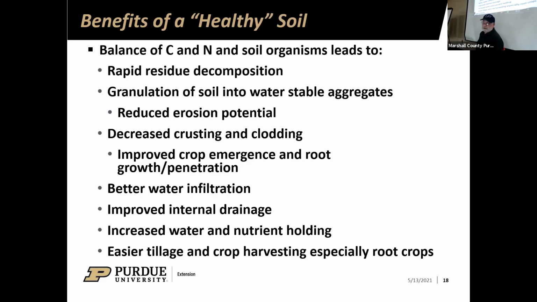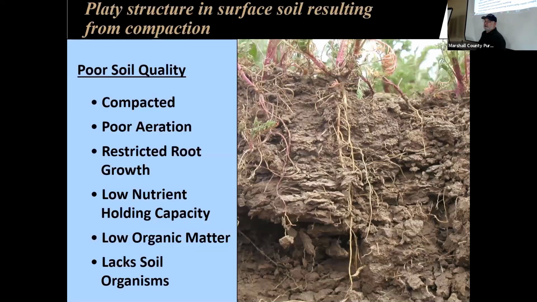I remember a farmer that tilled his soil too many times with a chisel plow when it was wet, and you could have played basketball on that soil due to the destruction of the soil structure in the upper soil. Healthy soil gives better water infiltration, internal drainage, and increased water holding capacity, and it's easier to manage.